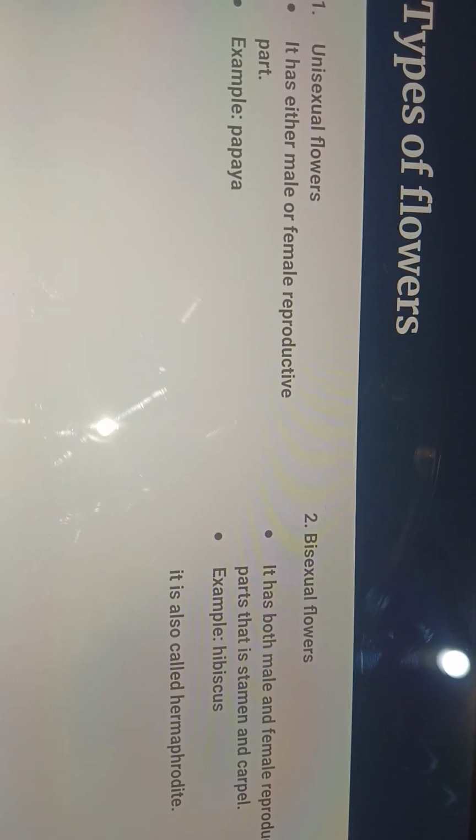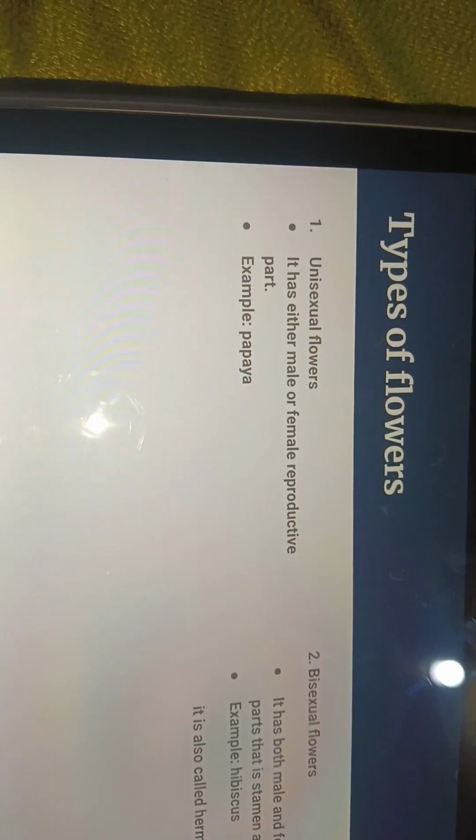Now we will move on to types of flowers. There are two types of flowers. First is unisexual and another is bisexual. In unisexual, it has either male or female.